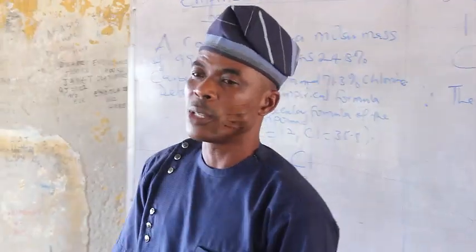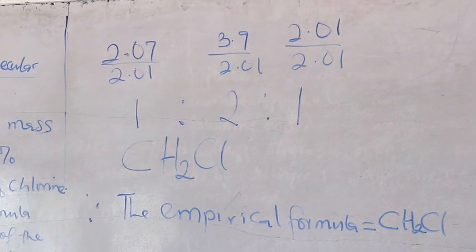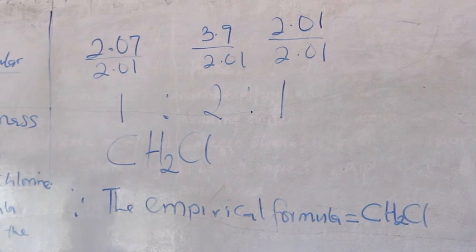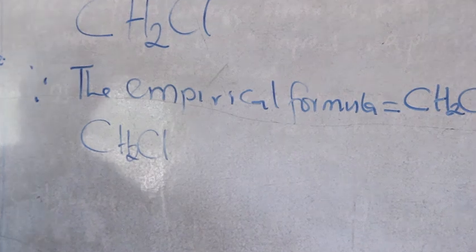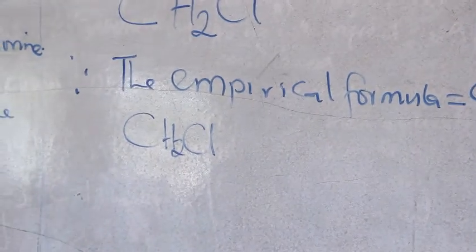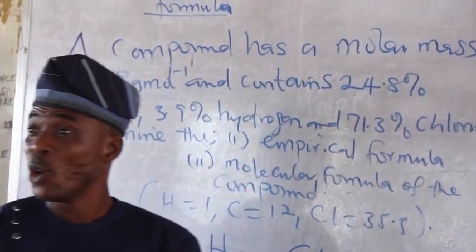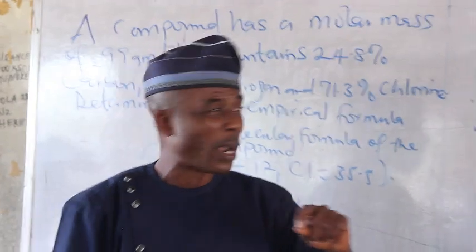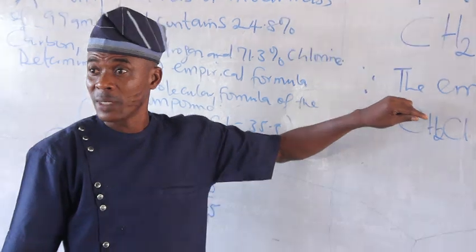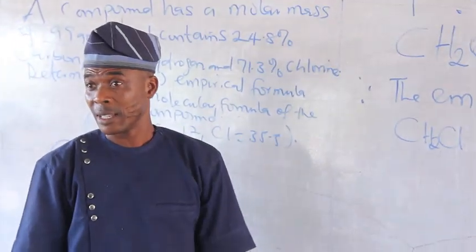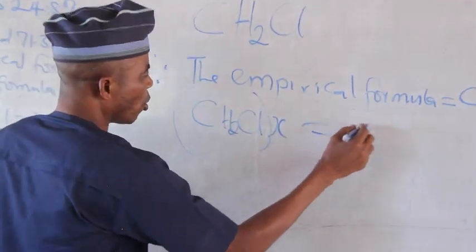That is the empirical formula of the compound. So that means we are done with the first part. The second part says we should find what? Molecular formula. So in order to determine the molecular formula, we have a CH2Cl. Since we have been given the molar mass of the compound to be 99 grams per mole, what it shows is that when we calculate the total mass of the elements present in that compound, everything should give us 99. So let us assume that the total mass in X will give us 99.